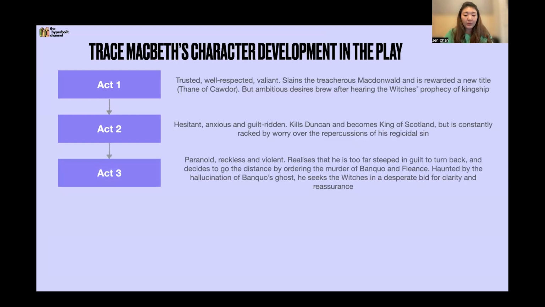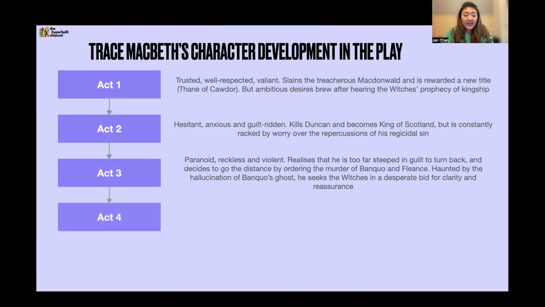He decides to just go all out, and he orders the murder of Banquo and Fleance. And then, of course, at the banquet scene, he's haunted by the hallucination of Banquo's ghost. And as a result, he falls even deeper by seeking the witches in a desperate bid for clarity and reassurance that, yes, he will indeed be king and that no one will stand in his way.